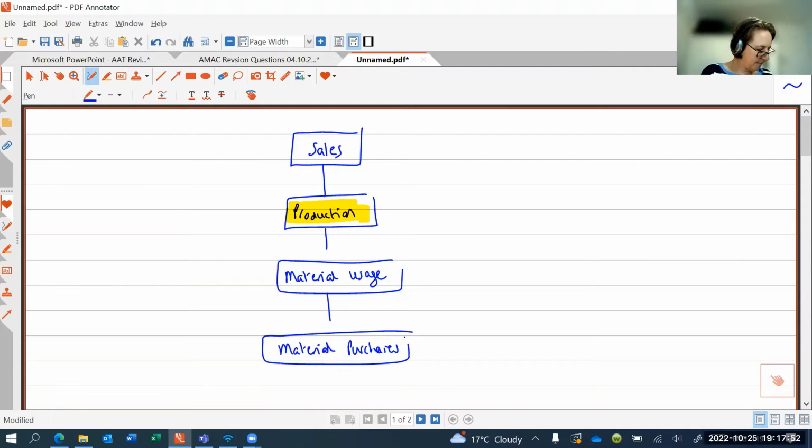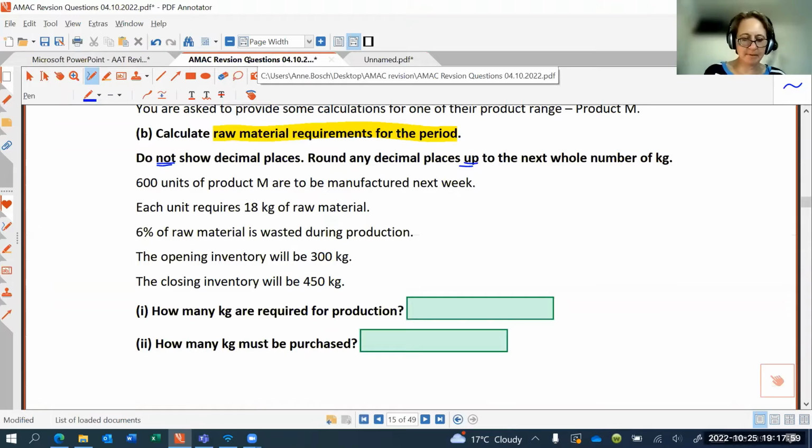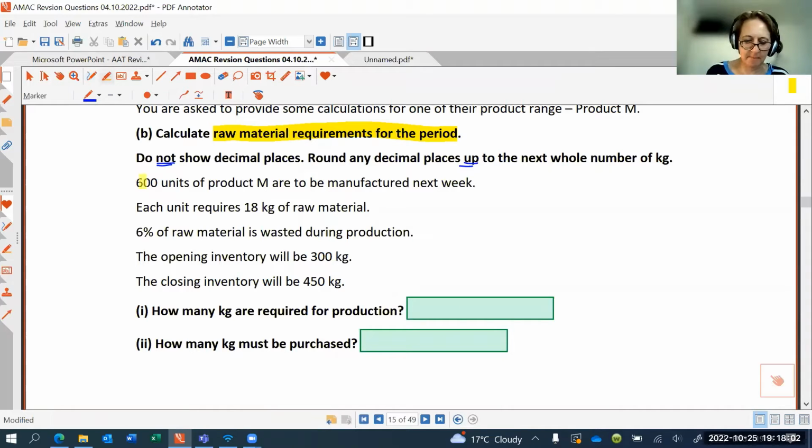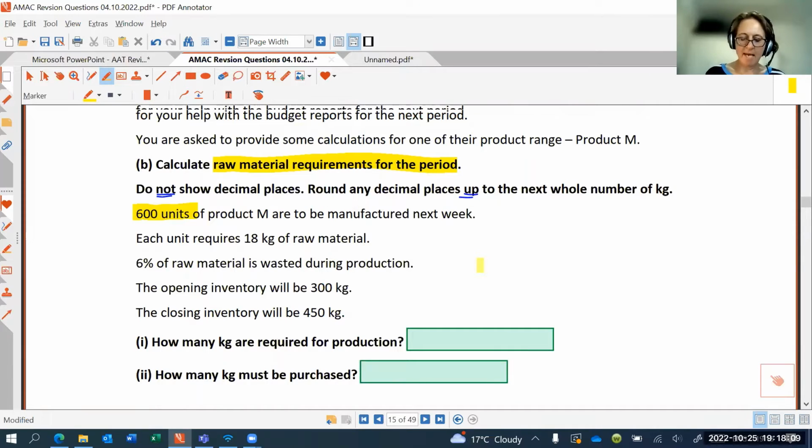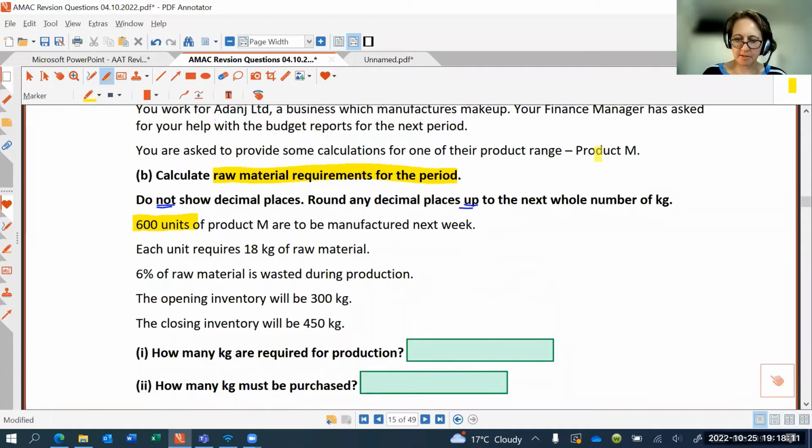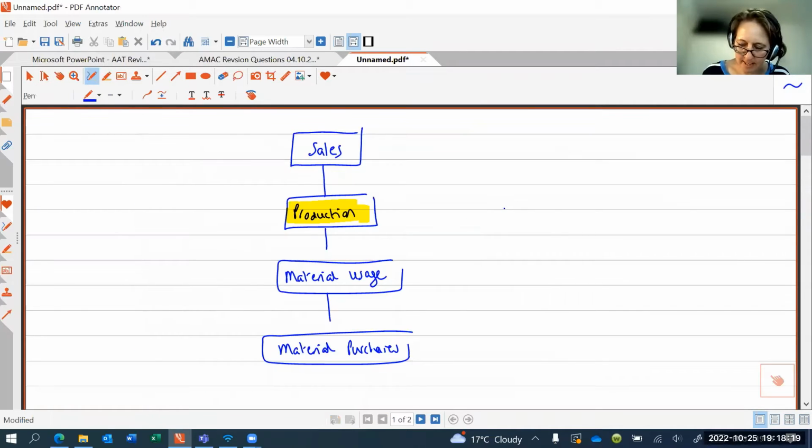So as I find my question again, then here, I need to have a look and see how many units I plan to produce. So let's start picking out some of the key information here then. 600 units of M are to be manufactured next week. And we've been asked for the calculations for one of the products, which is product M. So 600 units will be manufactured. So on here, I could actually annotate this now with 600 units. Production is 600 units. That's how many I'm going to make.